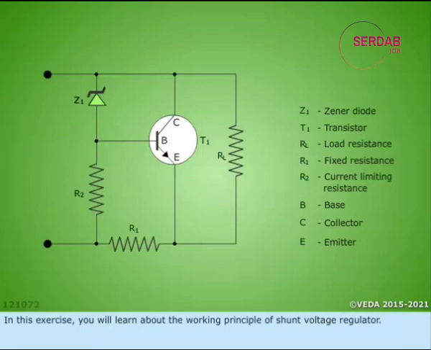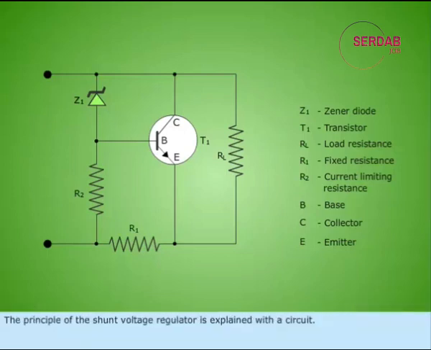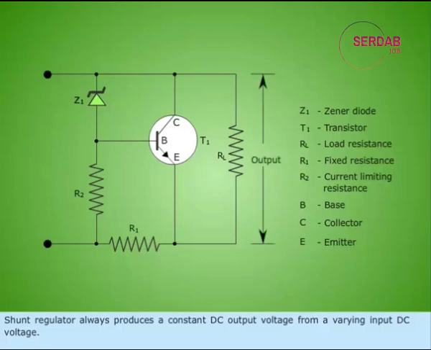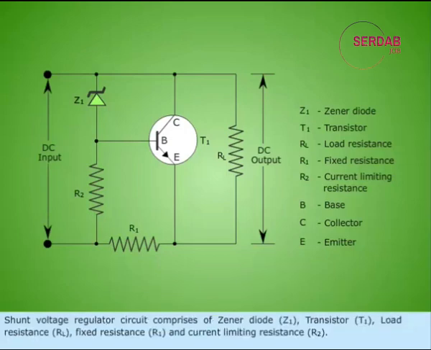In this exercise, you will learn about the working principle of shunt voltage regulator. The principle of the shunt voltage regulator is explained with a circuit. Shunt regulator always produces a constant DC output voltage from a varying input DC voltage. Shunt voltage regulator circuit comprises of Zener diode Z sub 1, transistor T sub 1, load resistance R sub L, fixed resistance R sub 1, and current limiting resistance R sub 2.